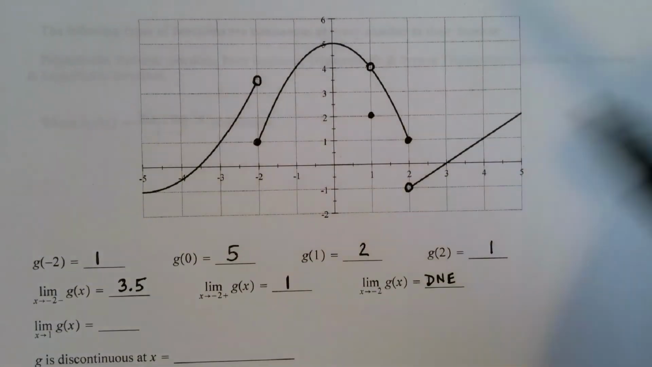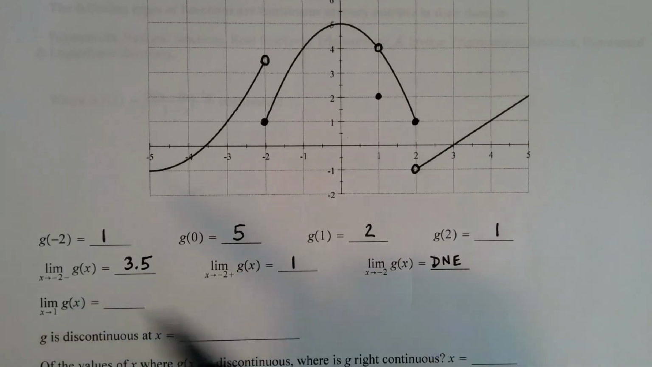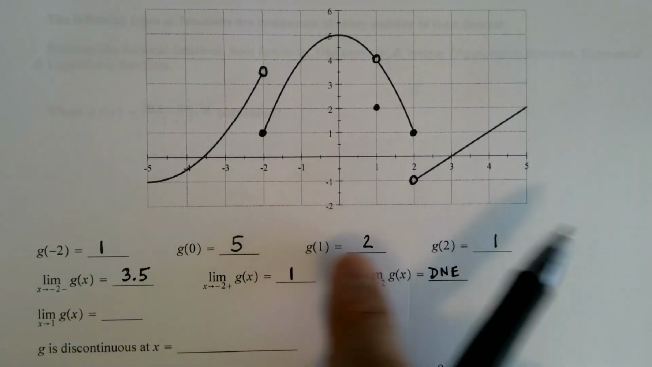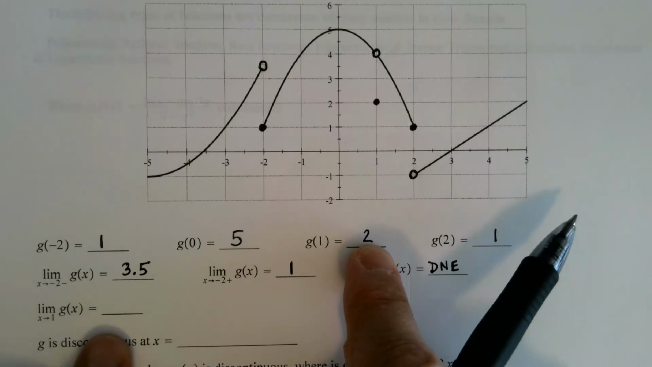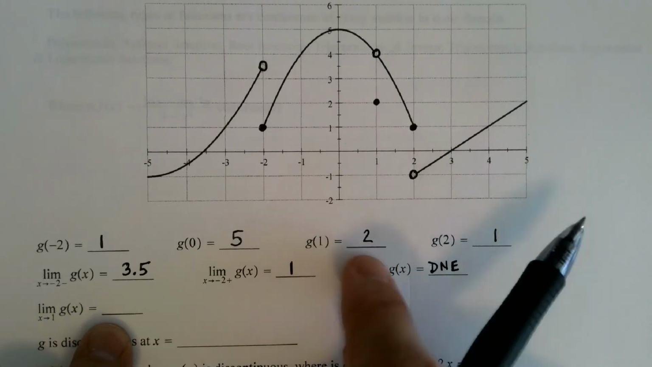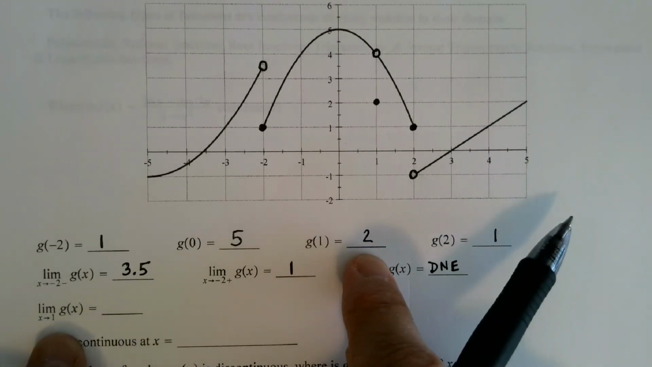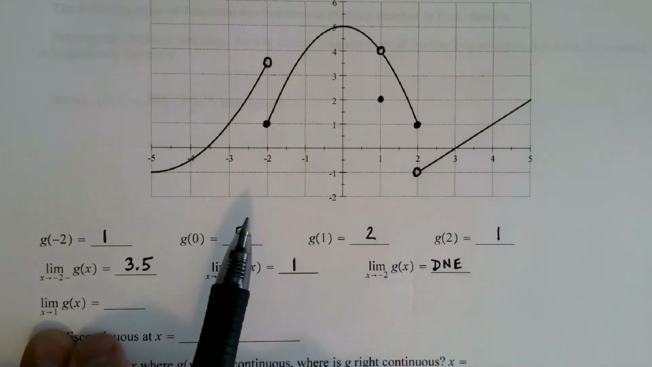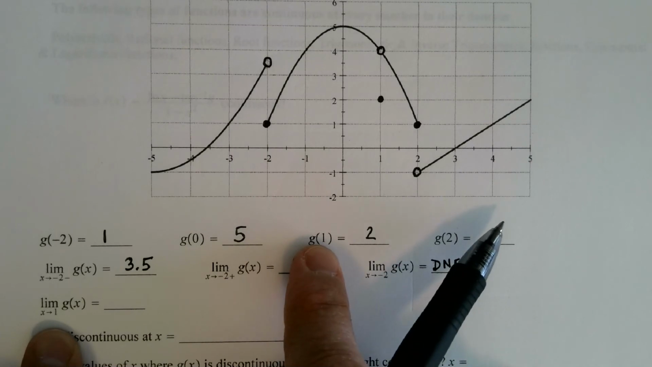Okay. What's the limit as x approaches 1? We know that g of 1 is 2, so does that automatically tell us that the limit must be 2? Because g of 1 is 2. So is the limit as x approaches 1 equal to 2? No. The limit, remember, as x approaches 1, I don't care what the value of g of 1 is.